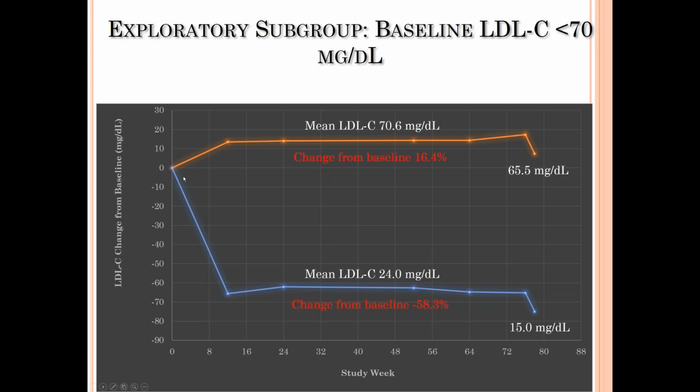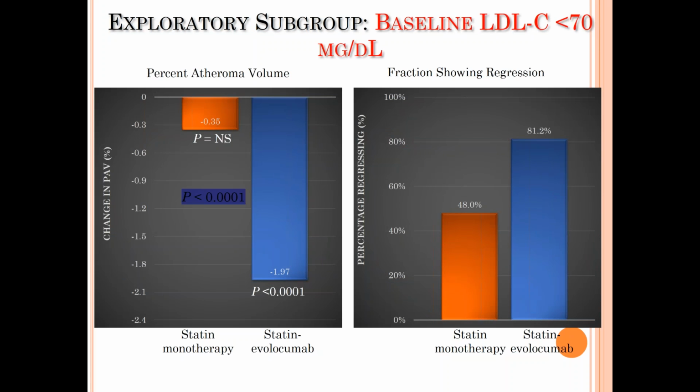So basically looking at patients that were already on guideline-directed LDL goal of 70, a huge decrease in patients that were getting evolocumab. And looking at those patients and the change in percent atheroma volume and percent of patients that had regression, much more in the evolocumab group versus the statin group. And again, here you can see there was a statistical significance in change of percent atheroma volume in the evolocumab group versus the statin group.